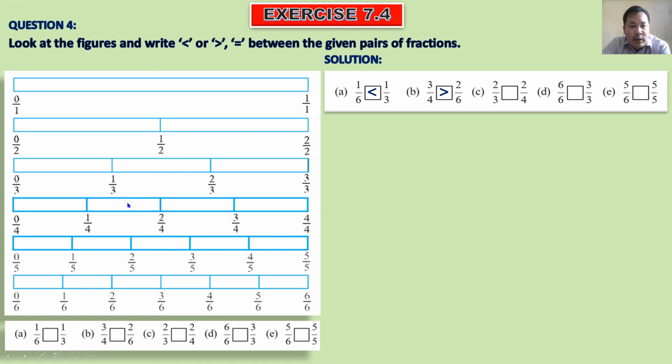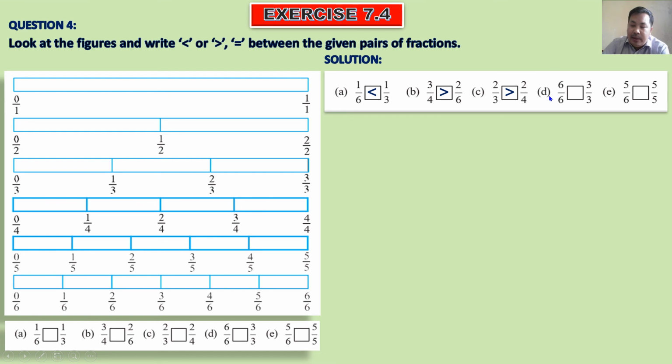So which portion is larger here, whether 2 by 3 or 2 by 4? Now we can see that 2 by 3 has the larger portion than 2 by 4. That means 2 by 3 is greater than 2 by 4. So here in this question number C, we have like this: 2 by 3 is greater than 2 by 4. Here also you can apply that same idea: the smaller the denominator is, the larger the fraction, since the numerators are the same here.